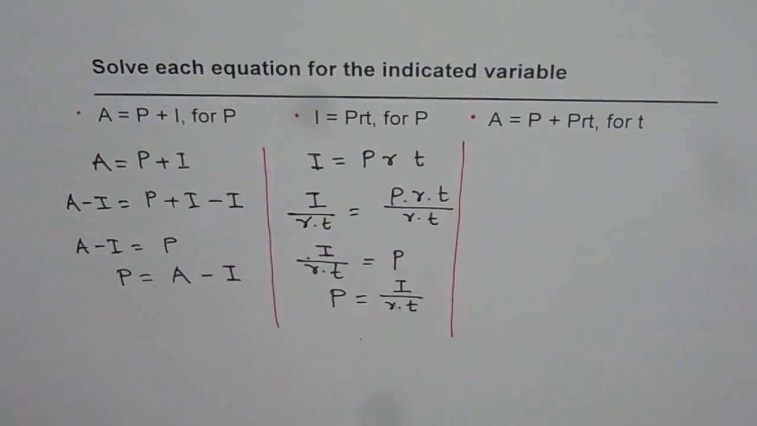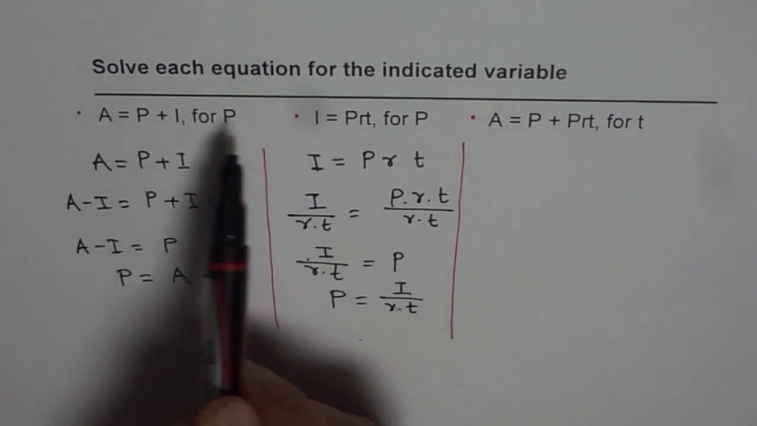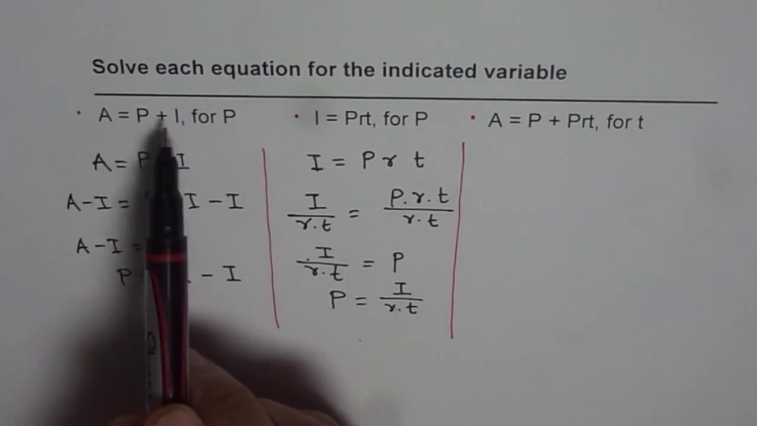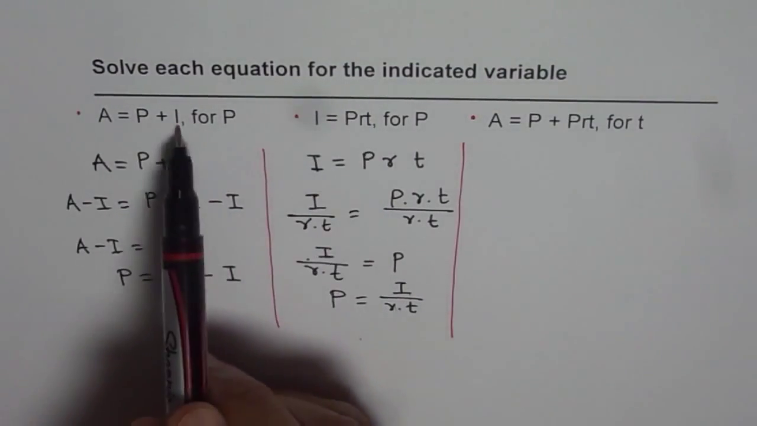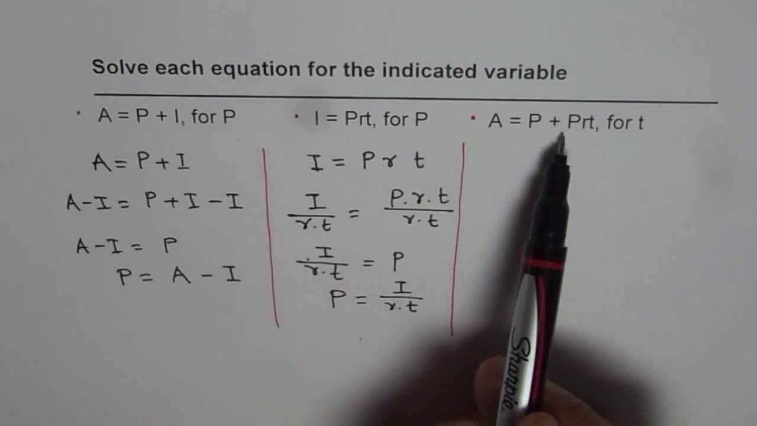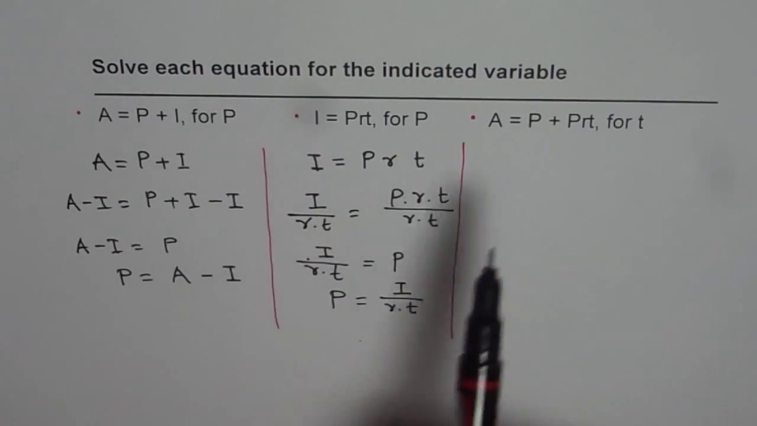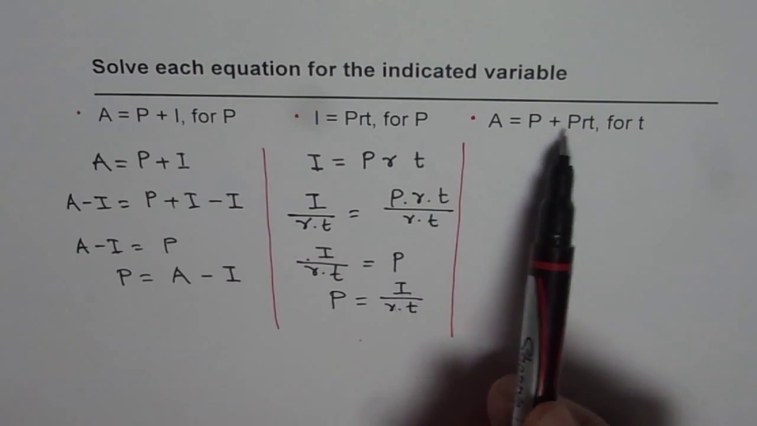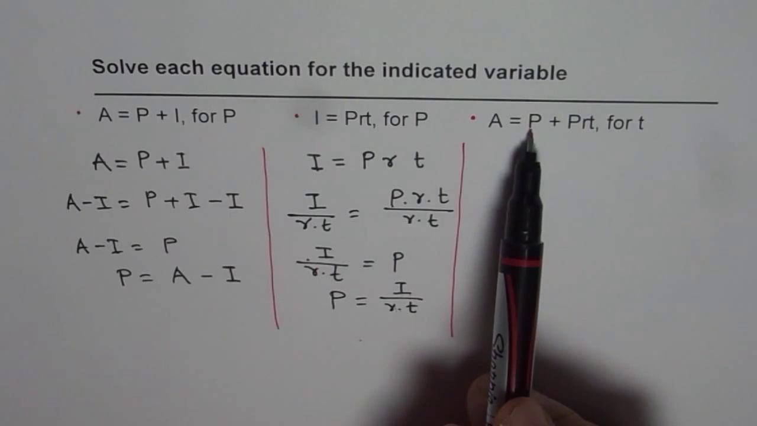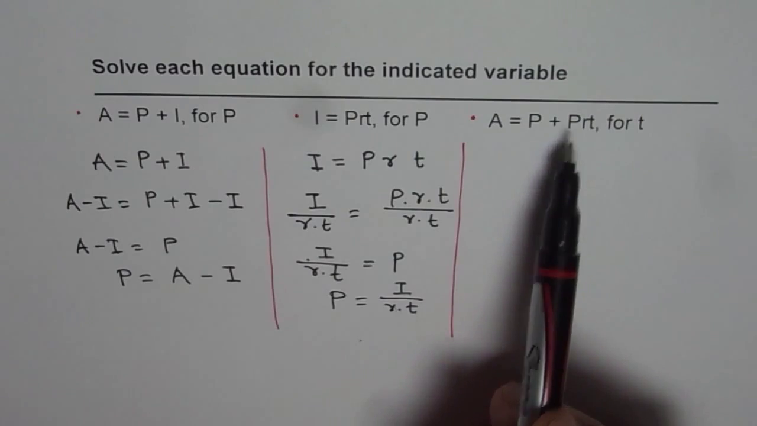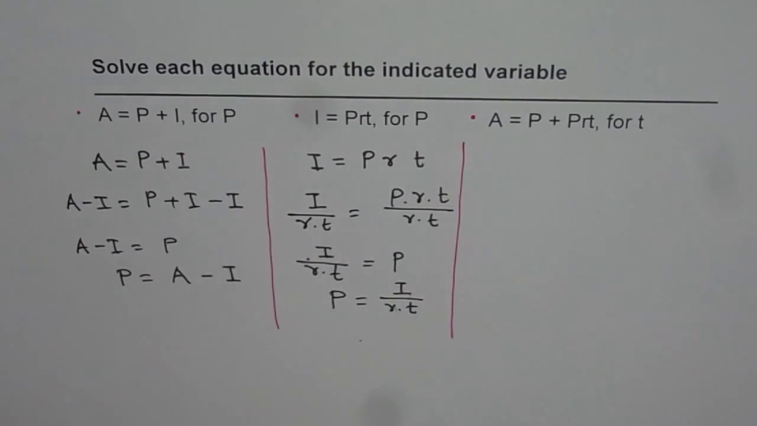Okay, let's do the last one, which is amount equals principal plus PRT. So basically what we've done here is just combine these two equations. Amount equals principal plus I, and I is PRT, so we wrote I as PRT here, getting the third equation. To isolate for time, we need to subtract P, and then we'll divide by PR. So what you observe here is that we do the reverse of the order of operations.